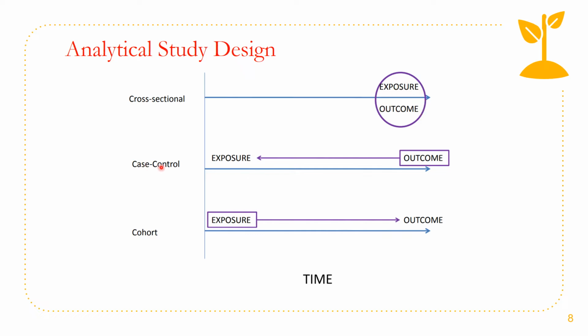But in case control, the outcome is already there and we are going to check the exposure. That's why it's case to control. The case is already there, the outcome is there, and we are going back to check what is the etiology or what is the risk factor. Cohort study: first is exposure, then is outcome. So this is the main difference between these three types of study designs. So depending on your hypothesis and your time and all.